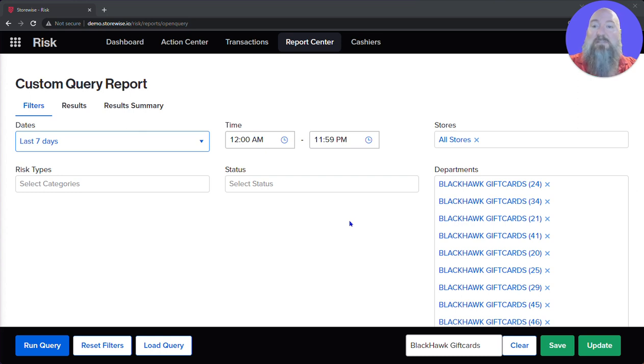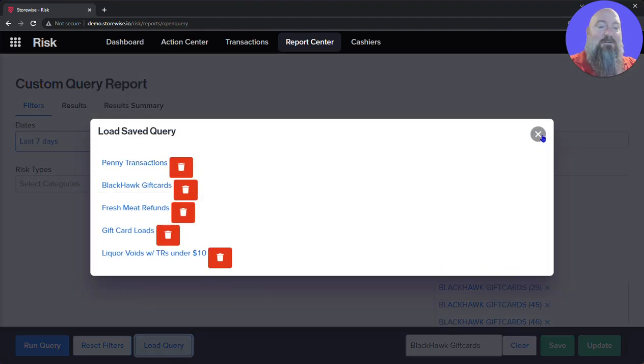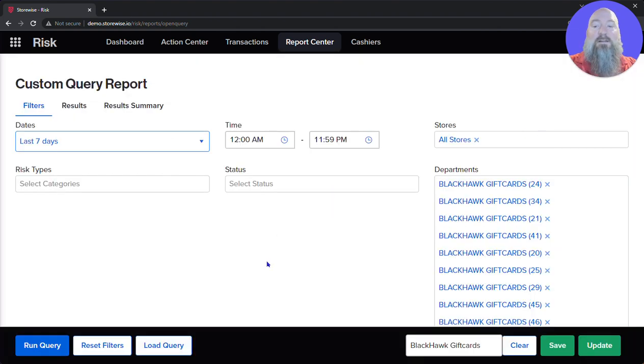Today I want to talk about Blackhawk gift cards, and you could use it probably for any other type of gift cards as well. As you can see in the departments, you'll just put what you're wanting to look for, which in this environment, we're going to look at Blackhawk gift cards. And you can also see this is something that I've already built. So again, you just use your load where you've saved everything and auto-populate it. We're just going to look at the last 7 days.